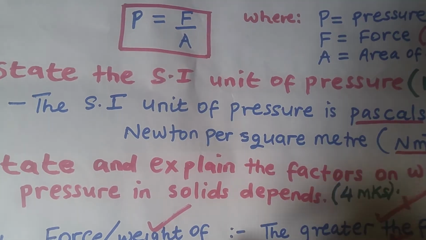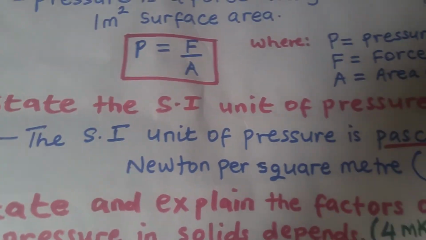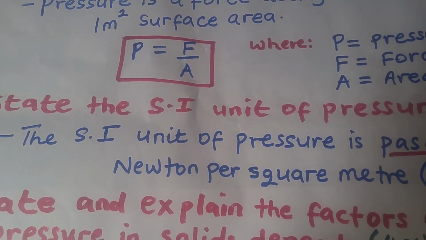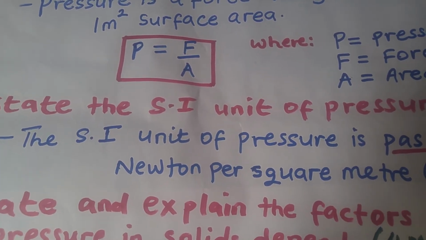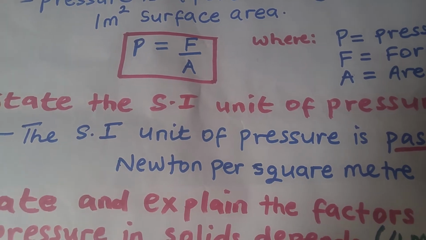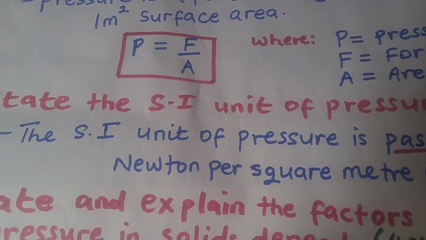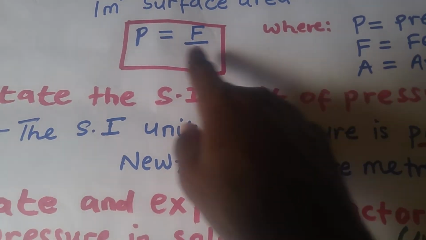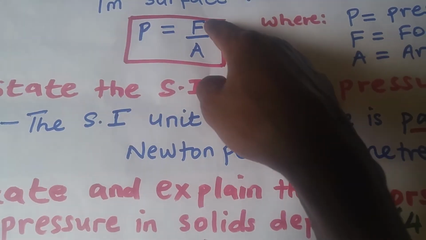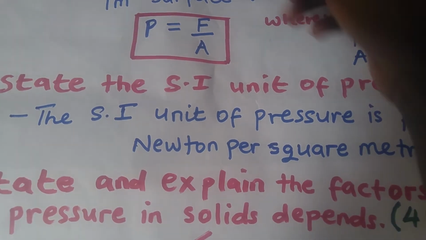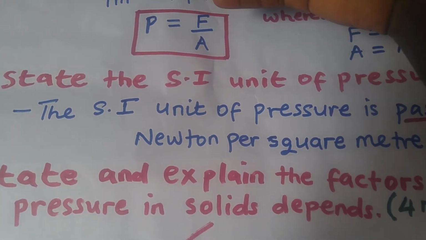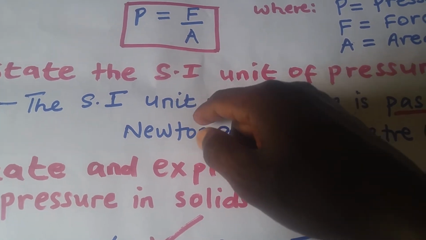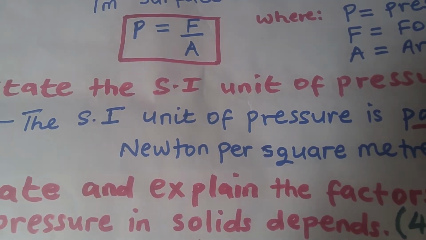pressure. Now I have just given a simple example that when somebody is going to be injected with a needle, the part of the needle which is supposed to be in contact with the body is always made very small. Why? Now I want us to look at this formula properly. This P and F, they are up. They are like on the numerator, while the area is down. And we all know that the opposite of up is down.